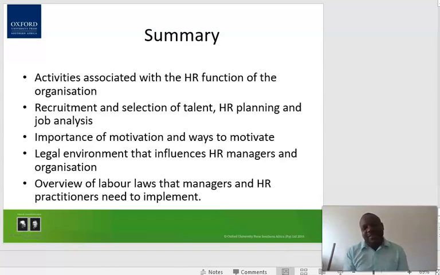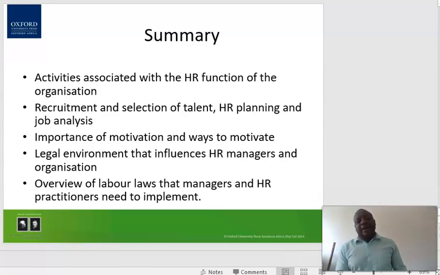Basically, this was it about this chapter. We ought to appreciate activities associated with the HR function of the organization: recruitment and selection of talent, HR planning and job analysis, also the importance of motivation and how people are motivated, what motivates people. Then also to have an appreciation of the legal environment that influences HR managers and organizations. We must also have an appreciation of labor laws that managers and HR practitioners need to implement. So this was it for chapter 12.